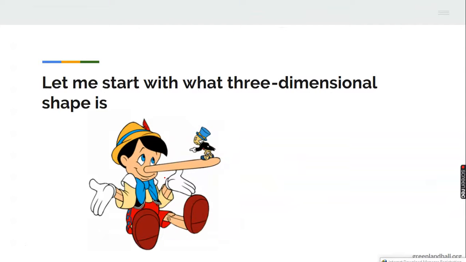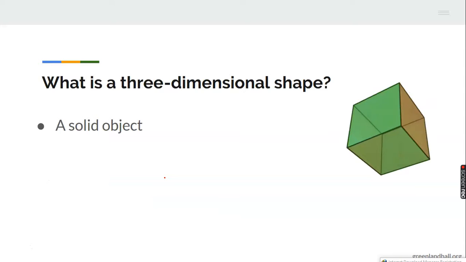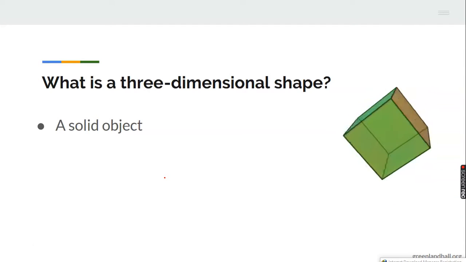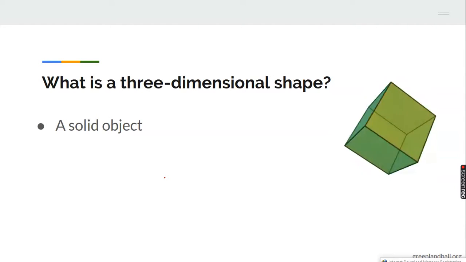Let me start with what three-dimensional shapes is not. It is not a plane shape such as rectangle, square, parallelogram, rhombus, triangle. Right? It is a solid shape. A three-dimensional shape is a solid shape.